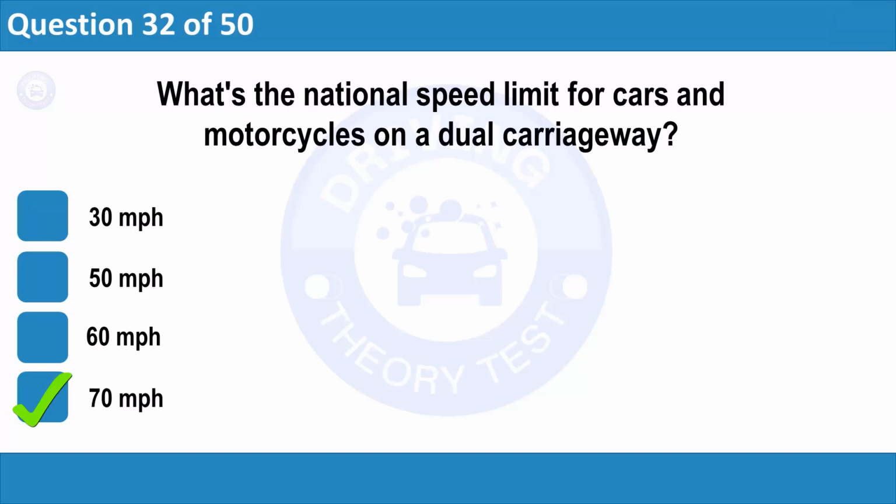Make sure that you know the speed limit for the road that you're on. The speed limit on a dual carriageway or motorway is 70 miles per hour for cars and motorcycles, unless signs indicate otherwise. The speed limits for different types of vehicle are listed in the Highway Code.